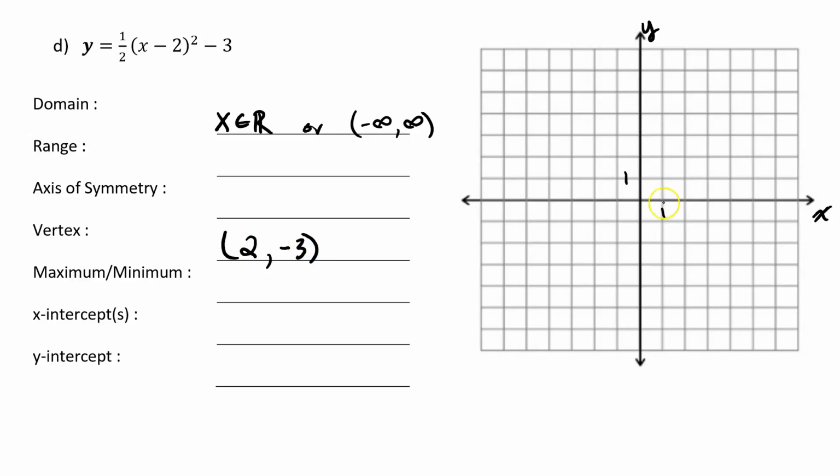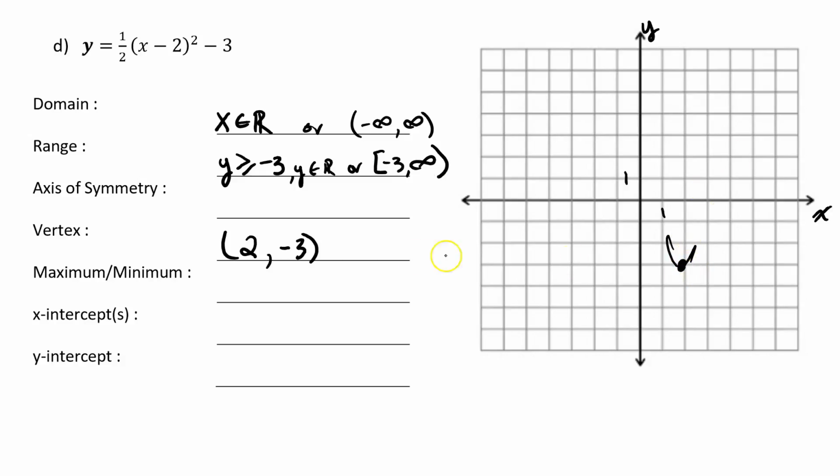Let's just plot that: (2, -3). We know that it opens up because there's no negative in front here. So the range is going to be, if I just go like that, y is greater than or equal to negative 3, and y is an element of the reals. Or we can say it covers all the values from and including negative 3 to positive infinity.